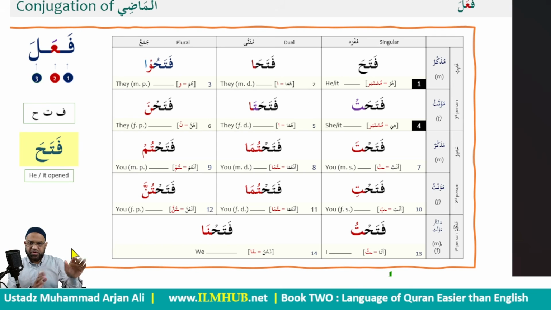You can get rid of the pronoun because it's already there. We can simply say fataha, fataha, fatahu, fatahat, fatahata, fatahna, fatahta, fatahtuma, fatahtum, fatahti, fatahtuma, fatahtunna, fatahtu, fatahna. That's your 14. I hope and pray you write them slowly using the coloring system, this one or something else you like, so you can distinguish the parts.